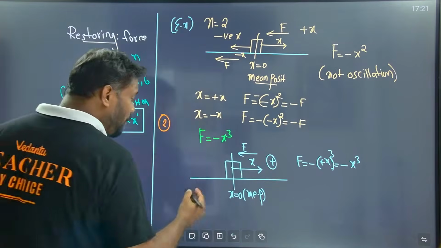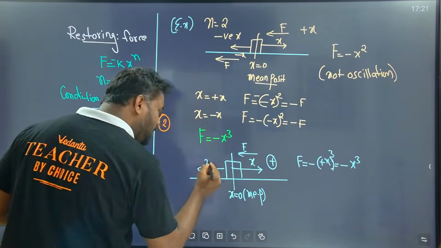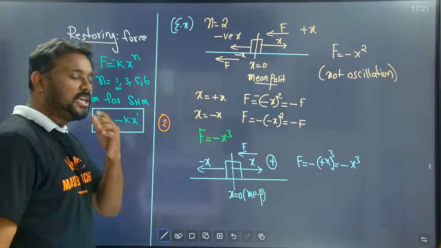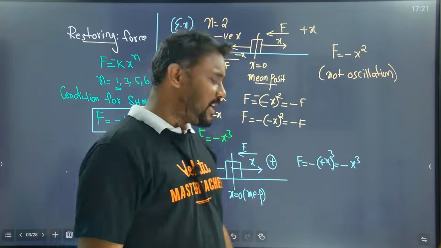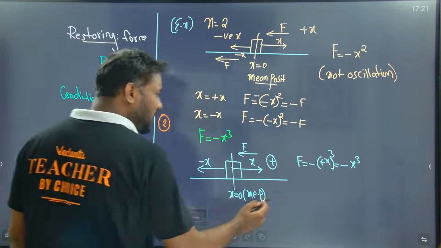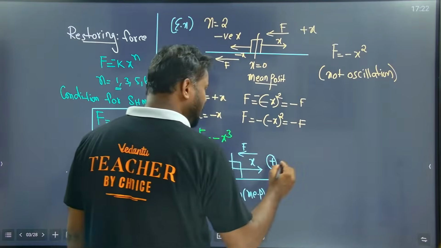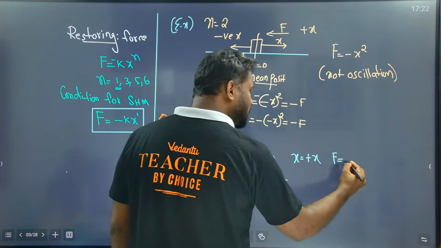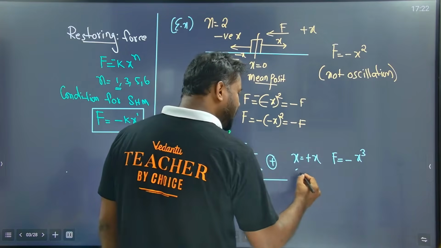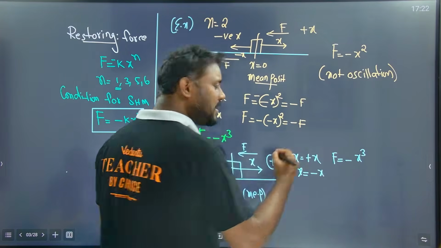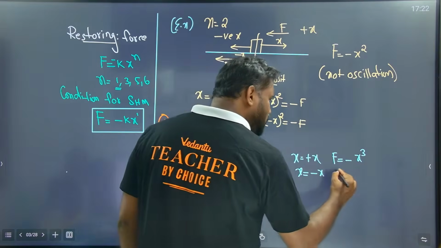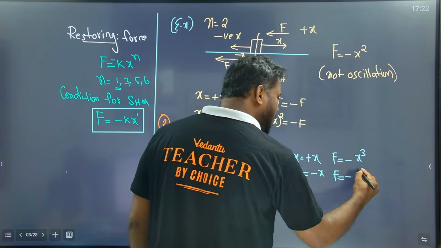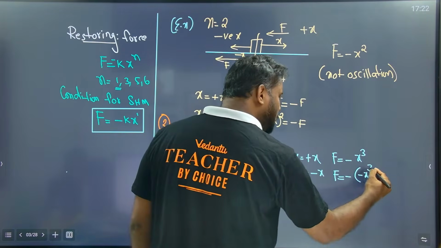Now the particle is moving in the direction of displacement, the minus x direction. So initially, just understand this: if x is equal to positive x, then the value of f is minus x cube. If x is equal to negative x, then f is equal to minus of minus x cube.